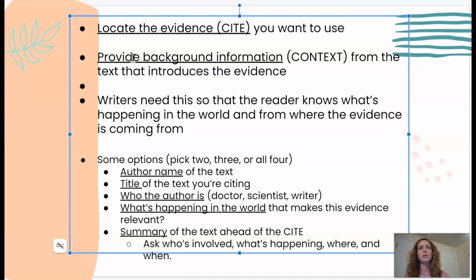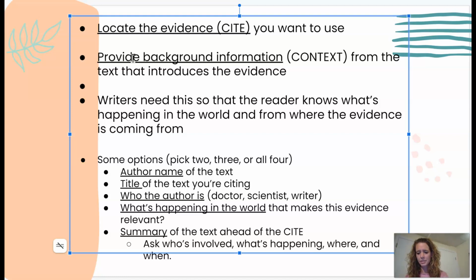So what article are you getting this from? Who's the author of this? Who is the guy who's offering us this piece of evidence? Writers need this information so that the reader of the paragraph knows what's happening in the world and where the evidence is coming from. You can't just drop in a quote without some background, some context.